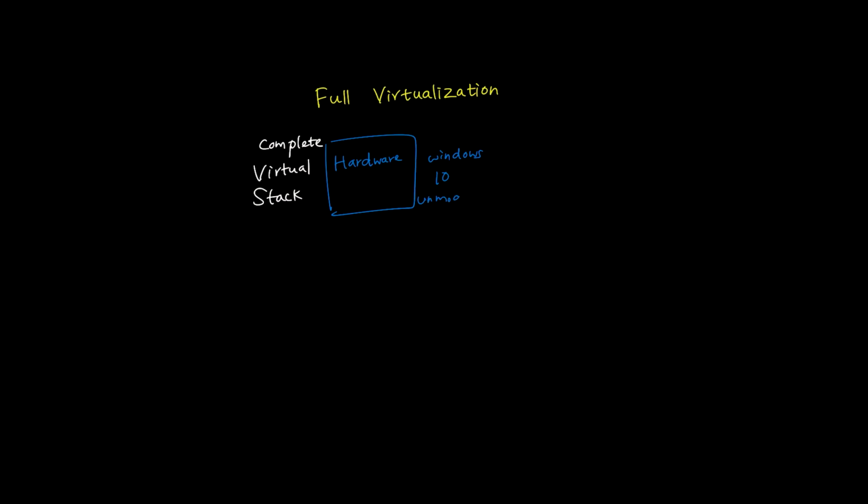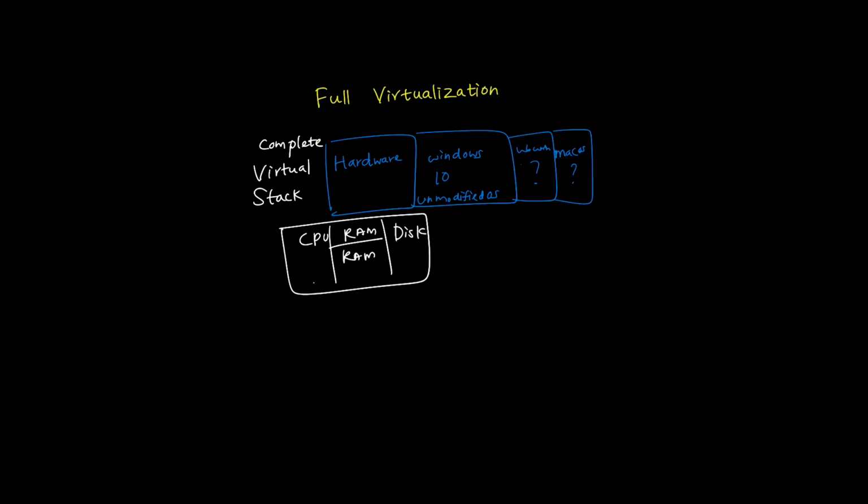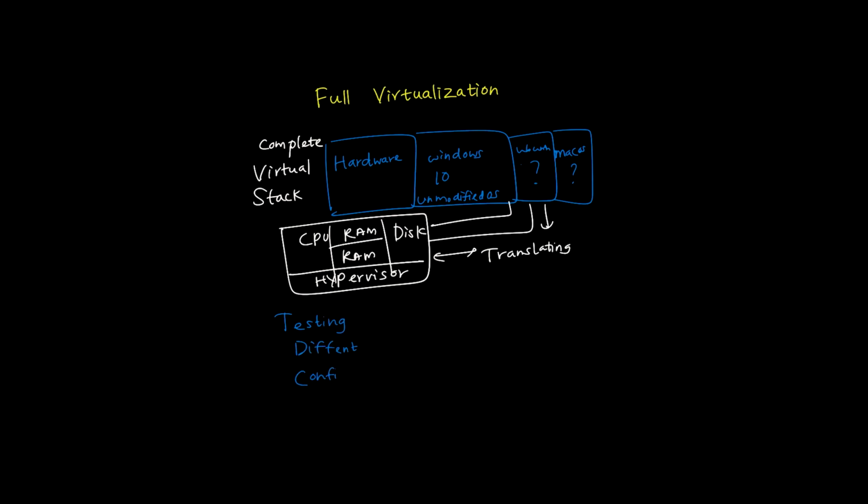Unlike containers that share the host kernel, full virtualization emulates an entire computer system. You can run Windows, Linux, FreeBSD, or any OS that supports your virtual hardware completely unmodified. The guest operating systems don't know they're virtualized. They think they're running on real hardware.